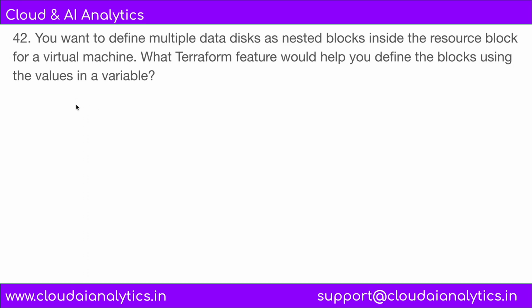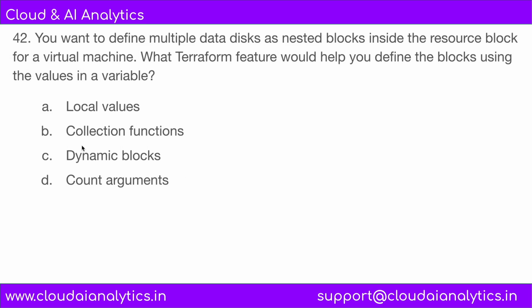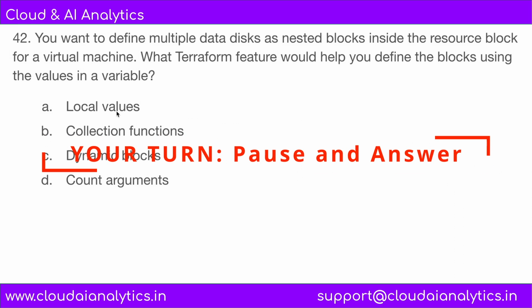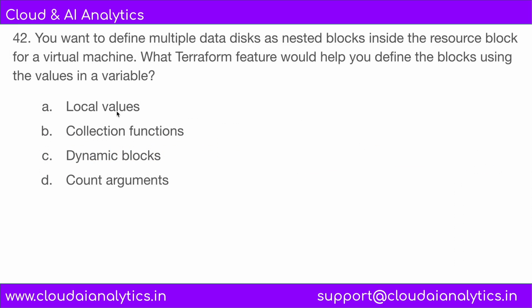Now we will discuss the options. The first option is local values, option B collection functions, option C dynamic blocks, and option D count arguments. Now pause the video, go through the question, understand it, go through the options, and then come up with the answer. So that's it. The right answer is option C, dynamic blocks.